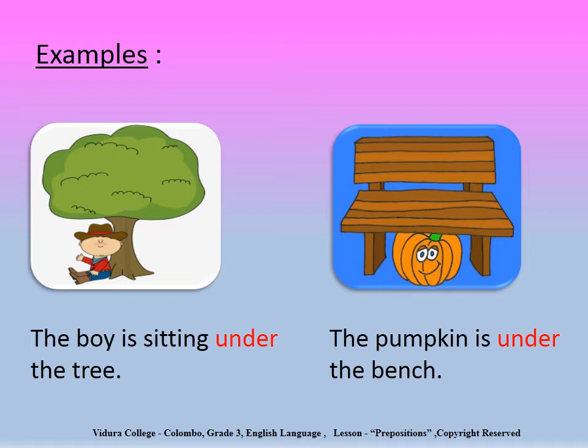Here are some more examples. The boy is sitting under the tree. The pumpkin is under the bench. Children, did you notice how the preposition under helped to show the relationship between the boy and the tree and the pumpkin and the bench?